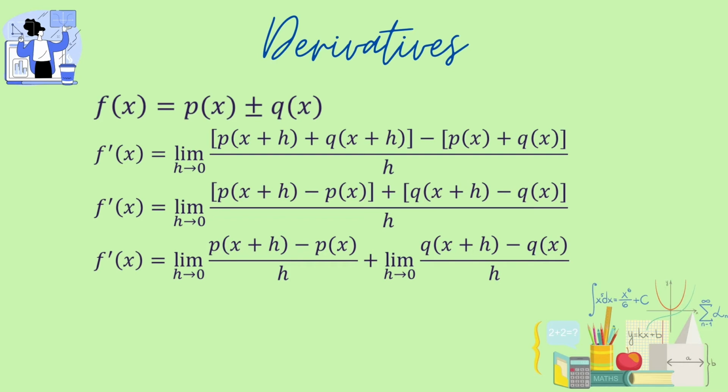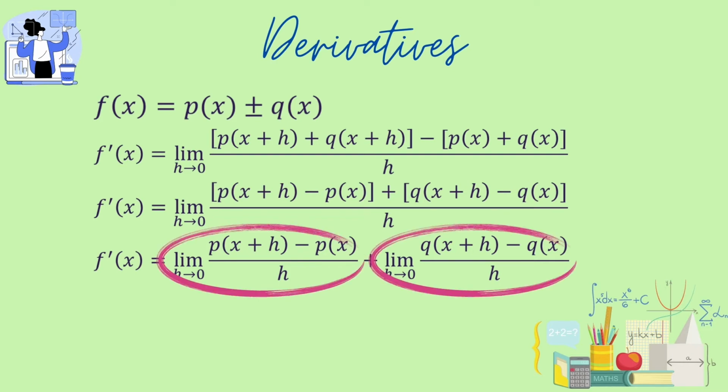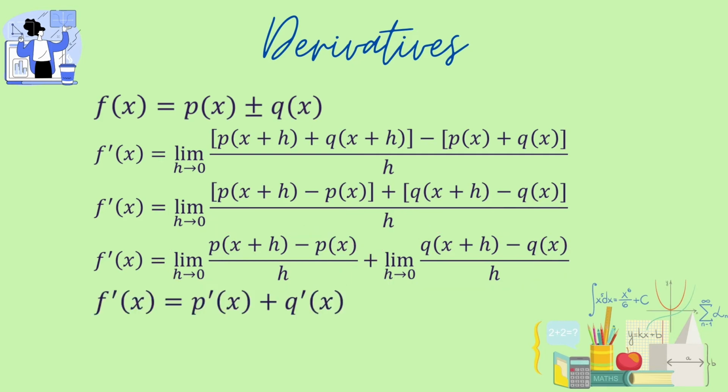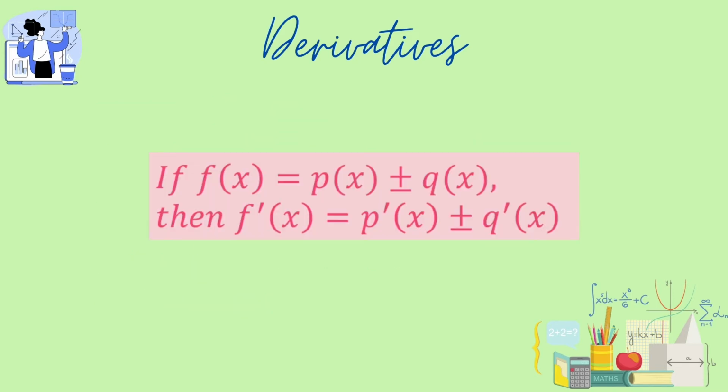At this point, we recognize that these limits are equal to the derivative of p and the derivative of q. Therefore, f prime of x is equal to p prime of x plus q prime of x. Following a similar proof, we will be able to show that if f of x is equal to p of x plus or minus q of x, then f prime of x is equal to p prime of x plus or minus q prime of x.